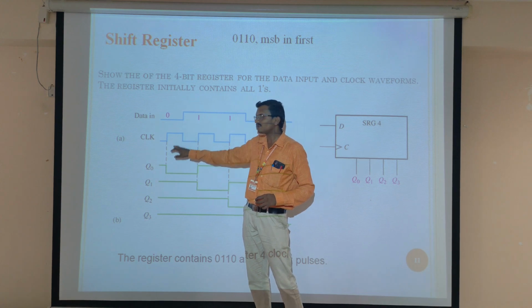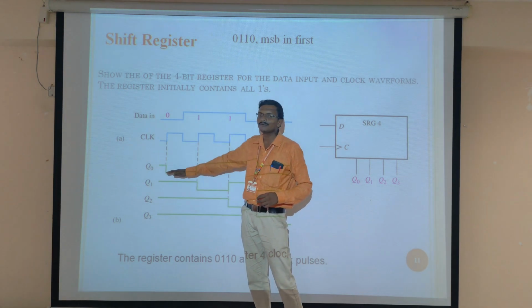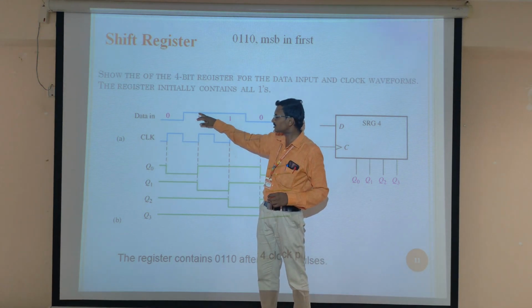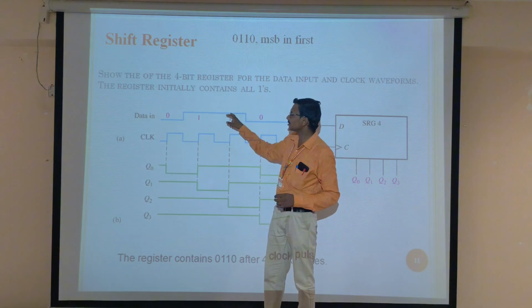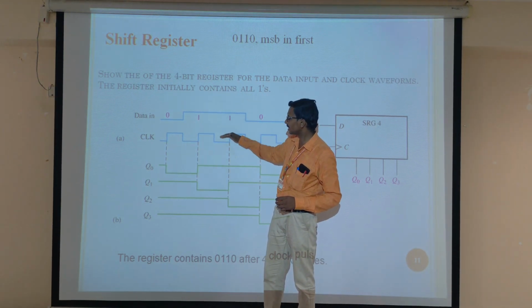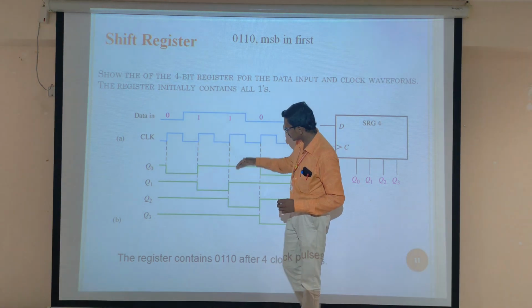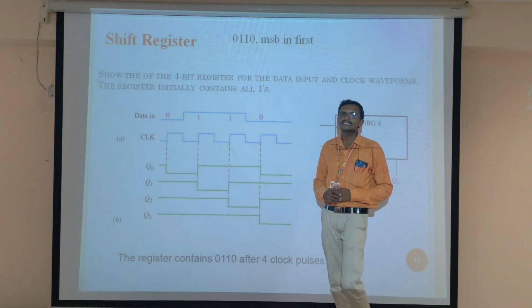While applying the first clock pulse, the Q0 value is 0, because based on the input it produces the output. While applying the next clock pulse, the data input is 1, so the Q0 value is also 1. While applying the clock, the data input is 1, and at the third clock pulse the Q0 value is also 1. The same process continues for the next positions. That's why it is called serial in, parallel out.